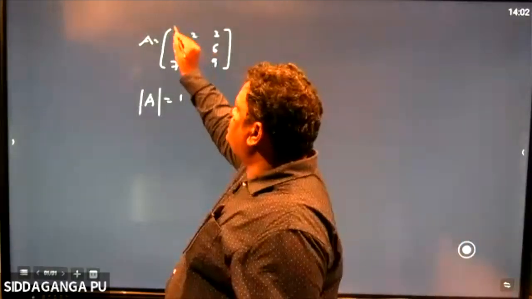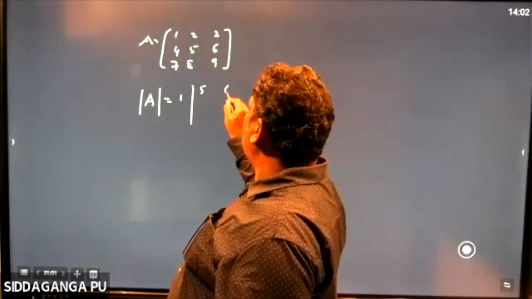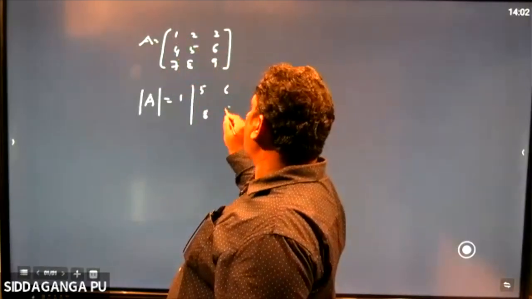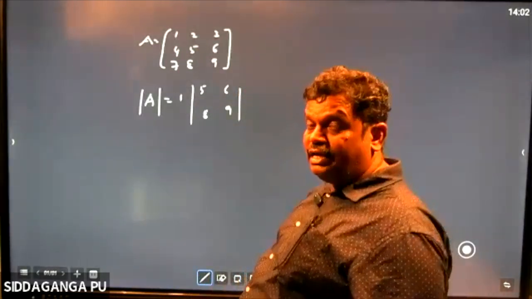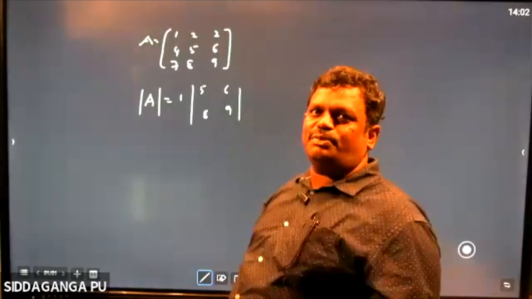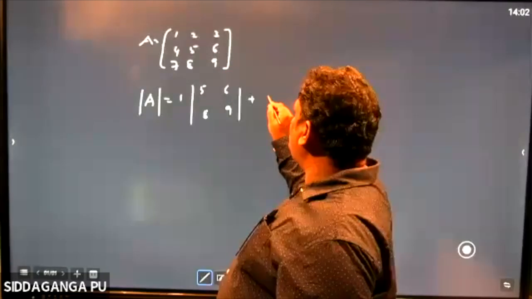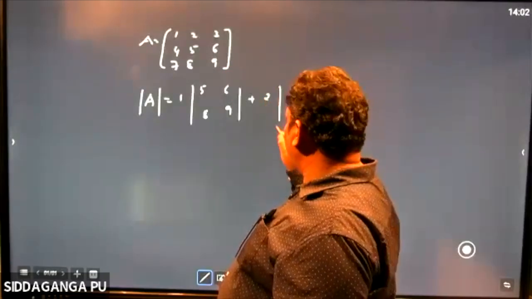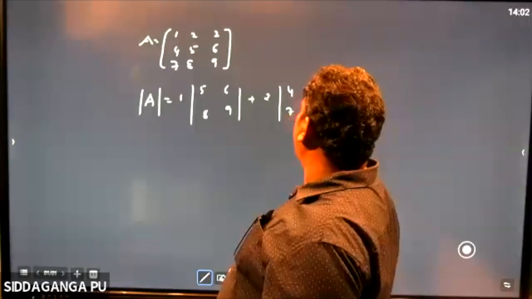What we write first: we consider this one, neglecting that row and column. What do we write here? 5, 6, 8, 9. So this is the cofactor of the element 1. Next, in the determinant expansion, minus must always be written. Why do we write minus? Here we could take plus only, but for that element 2, the corresponding minor is 4, 6, 7, 9.